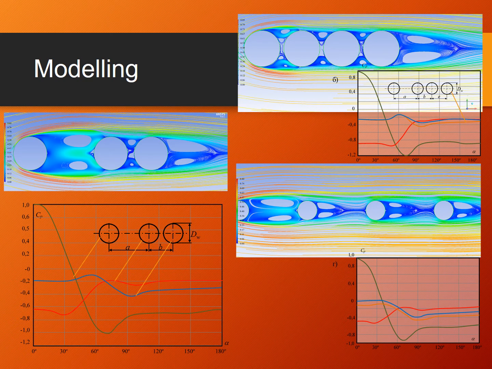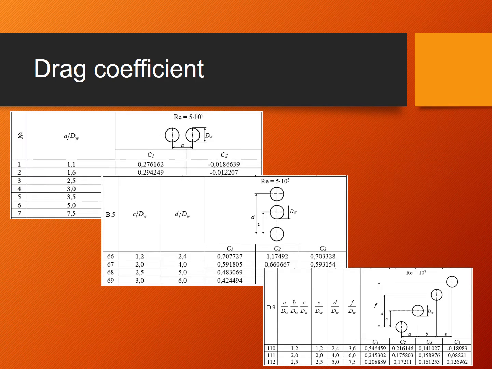For a group of 3 and 4 cylinders in series, the flow pattern is similar. Another experimental variable was the drag coefficient, the value of which was also found for all the schemes considered in the modeling process. A part of the obtained results is summarized in the table.